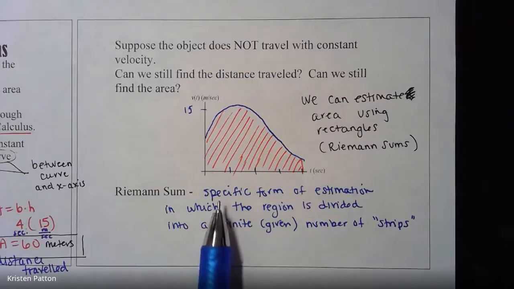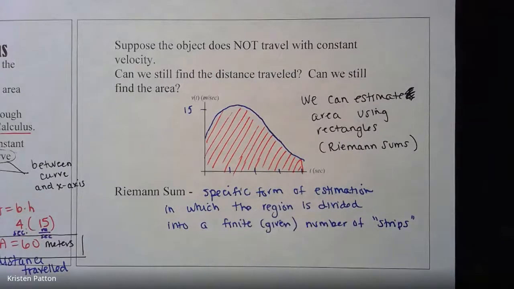The reason I said it's a specific form of estimation is because, unless someone tells you exactly how to estimate, we could all come up with different numbers. So a Riemann sum is a very specific method, which means we're all going to get the same answer. I am going to pause here because I know I wrote a lot, and some folks might still be catching up. But what we're about to do, two-thirds of it you have done in the past.